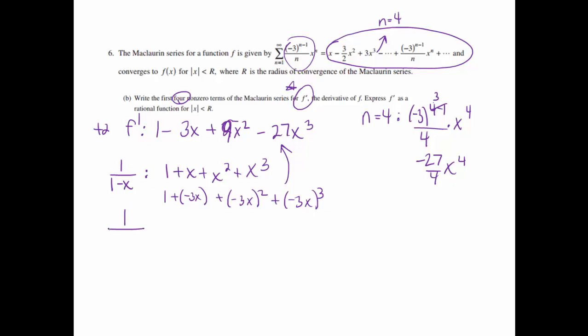So since this is the Maclaurin series for it, we replaced the x with the negative 3x. This would be 1 over 1 minus negative 3x. So the rational function that would go with this would be 1 over 1 plus 3x. That was worth a point, so don't worry too much about it if that part did not work out so well for you. So that was worth 3.